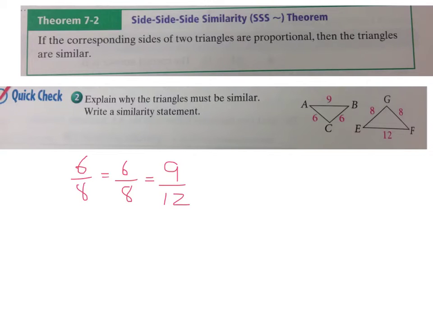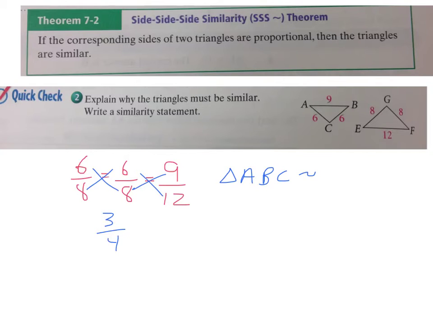And as you can see, all of these fractions reduce to 3/4. So the cross products are always equal, and so the sides are proportional. So the triangles are going to be similar. The similarity ratio is 3 to 4, and if I call the triangle on the left triangle ABC, how must you name the one on the right in order to get it right?